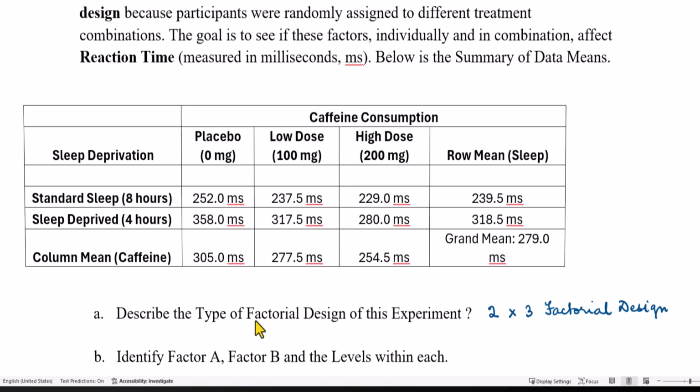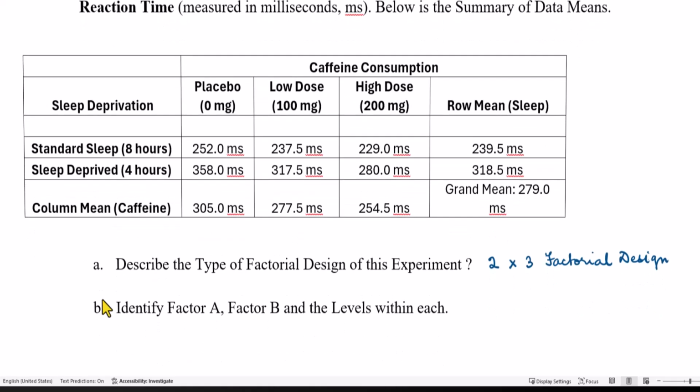The second question says, identify factor A, factor B, and the levels within each. I think we already talked about that, but here we just need to write it down. So I'm going to go ahead and write down what factor A is. Factor A is sleep deprivation, and within factor A, the levels are standard sleep and sleep deprived, and factor B is caffeine consumption, and then just write out the levels within that factor. So I'm going to pause and first write down the answer for this and then come back.